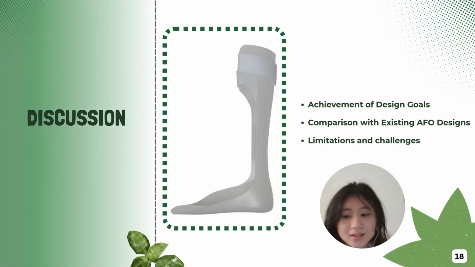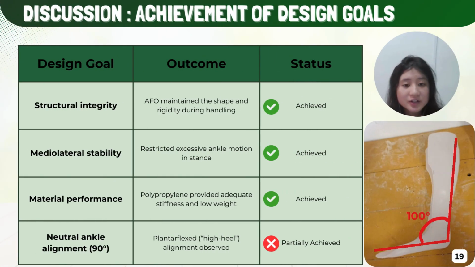Now let's look at the discussion part. Did we achieve our initial goal? First, structural integrity was successfully achieved. The thermoformed polypropylene shell maintained its shape and rigidity throughout handling and fitting, indicating that the material selection and overall design thickness were appropriate. Second, the AFO provides adequate medial lateral stability.